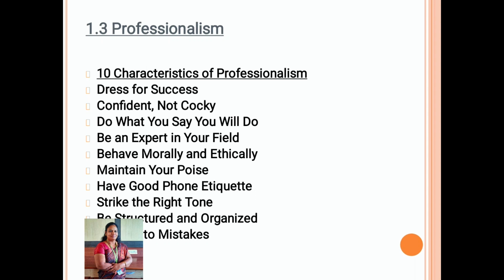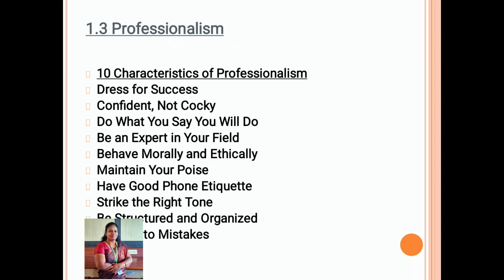And be an expert in your field. Professionals strive to become experts in their field, which sets them apart from the rest of the pack. This can mean continuing your education by taking courses, attending seminars, and attaining any related professional designations. Behave morally and ethically. Professionals such as doctors, lawyers, and public accountants must adhere to a strict code of ethics. Even if your company or industry doesn't have a written code, you should display ethical behavior at all times.